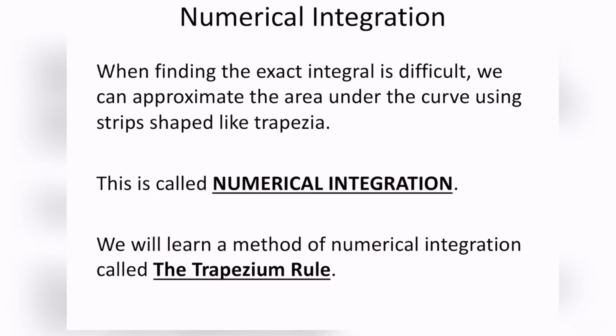When finding the exact integral is difficult, that means using the integration we know, we can approximate the area under the curve using strips shaped like trapezia. So if it's difficult to find the area under the curve using integration, we can use the trapezium method to find the area under the curve. This is called numerical integration. Now we will learn a method of numerical integration, which is called the trapezium rule.